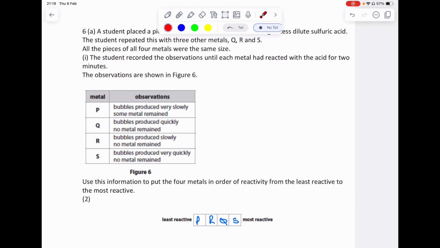And the most reactive one in this list is bubbles produced very quickly and there's no metal left at the end. Then we have bubbles produced quickly and no metal remains. And then we have bubbles produced slowly. The metal remains, we're getting a change in speed. And then the very last one is the bubbles are made slowly and there's some metal left behind at the end. Okay, so the least reactive is P, going all the way up through to S, as you can see here.